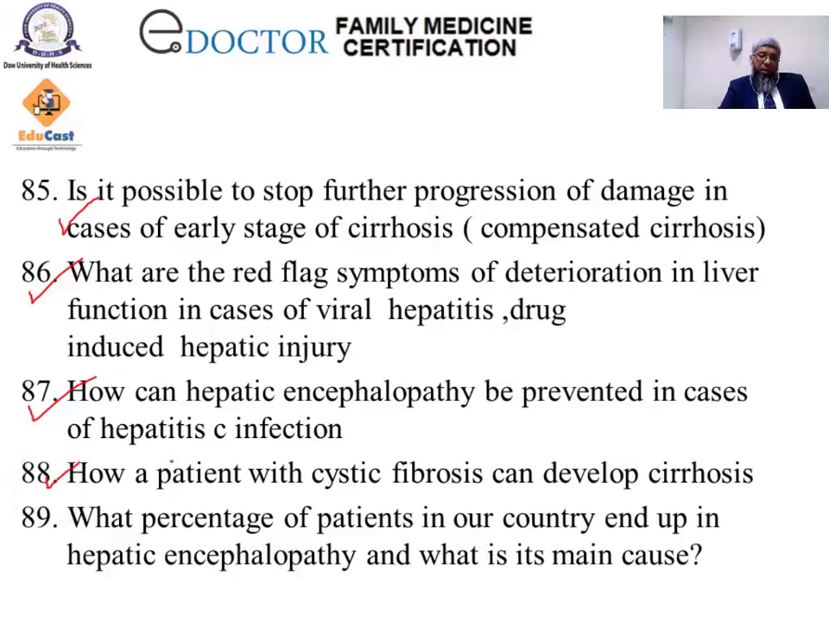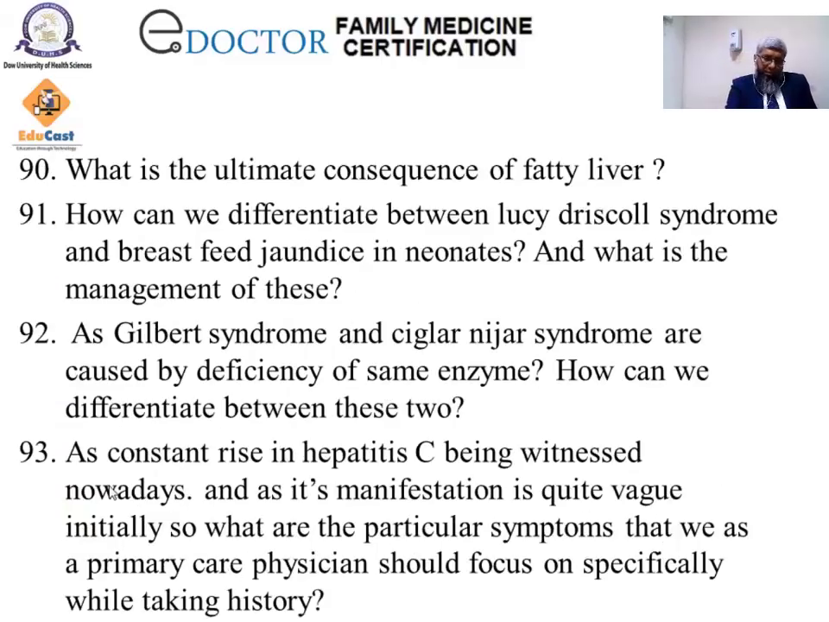Question number 88. How can a patient with cystic fibrosis develop cirrhosis? Cystic fibrosis can develop cirrhosis in patients and this is basically a genetic mutation. Question number 89. What percentage of patients in our country ends up in hepatic encephalopathy? What is the main cause? The main cause is any cause of cirrhosis, but here in Pakistan we have hepatitis C related disease.